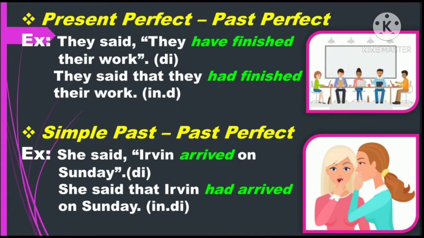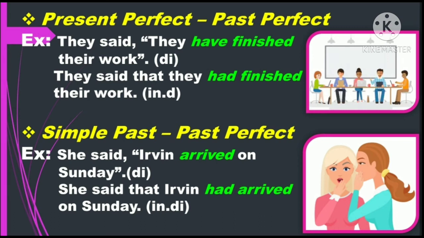And the next one, present perfect changes into past perfect. Look at the example. They said, "They have finished their work." This sentence is in the present perfect tense. So, when it goes to indirect speech, we should change the present perfect into past perfect. They said that they had finished their work.